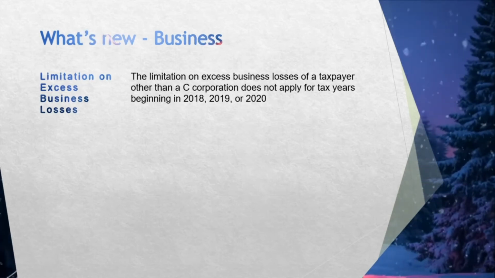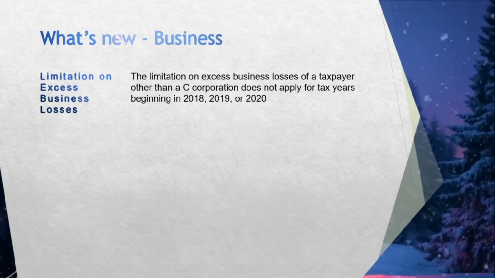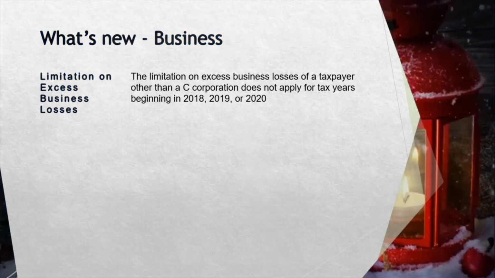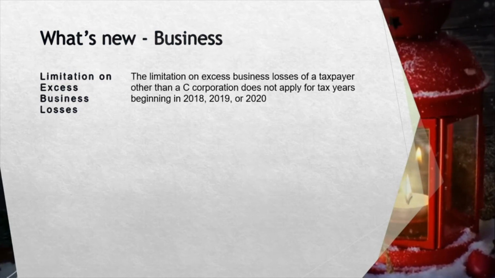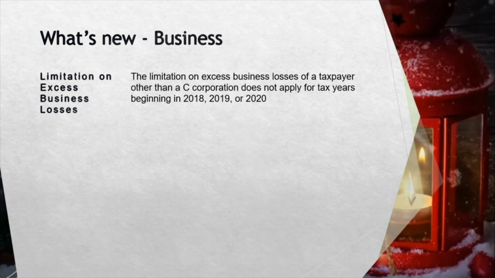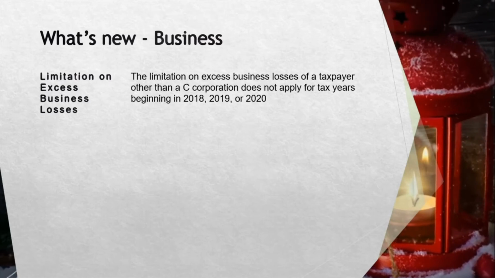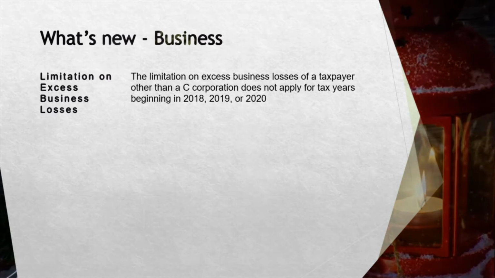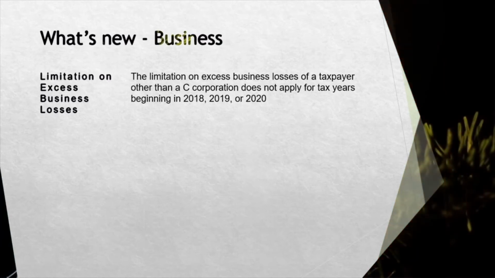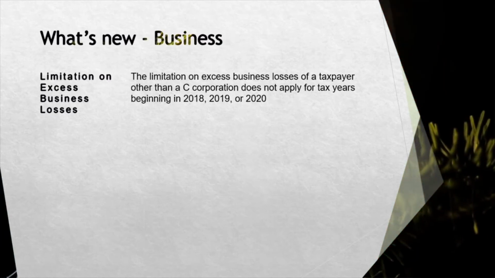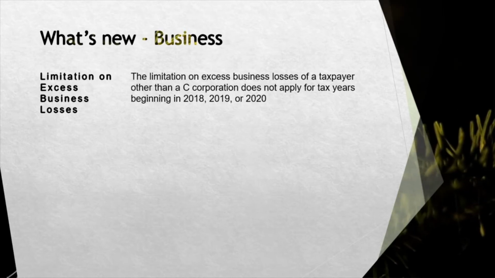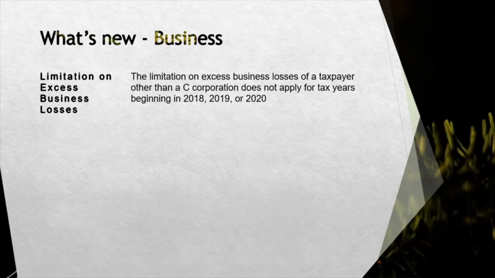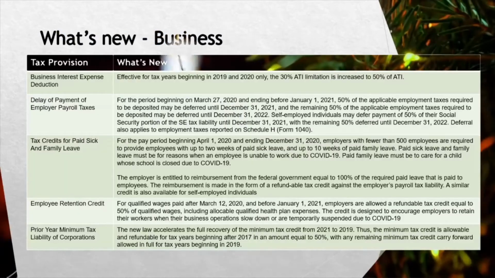An excess business loss is equal to the aggregate deductions attributable to the trades or businesses of the taxpayer for the tax year, determined without regard to whether or not such deductions are disallowed under the limitation, over the sum of aggregate income or gain attributable to such trades or businesses of the taxpayer for the tax year, plus the threshold amount of $250,000 for a single filer or $500,000 for married filing jointly.